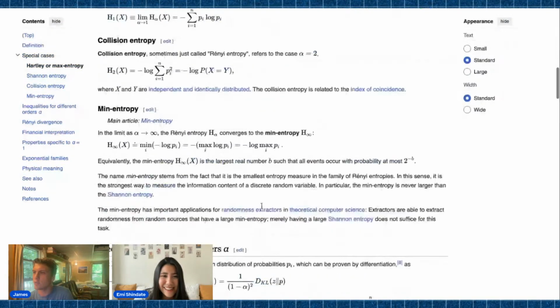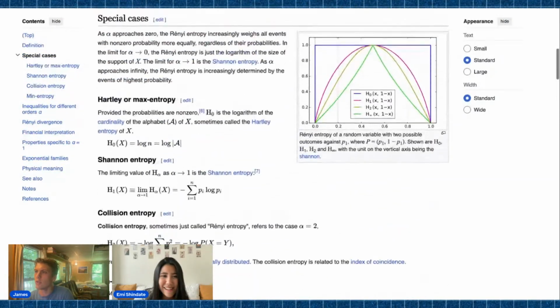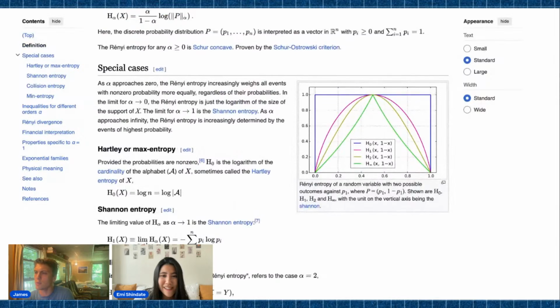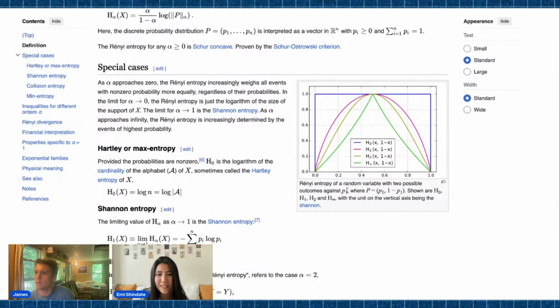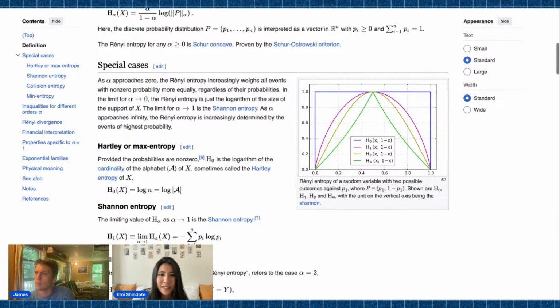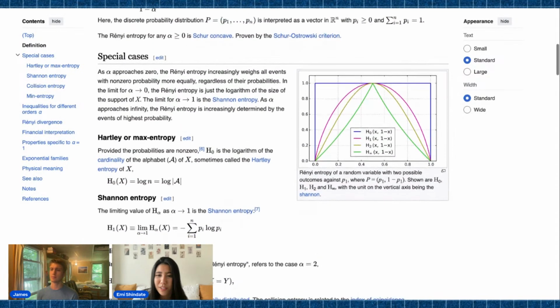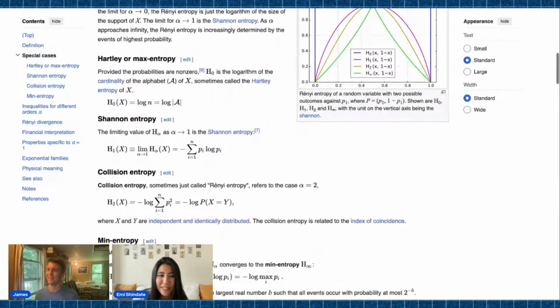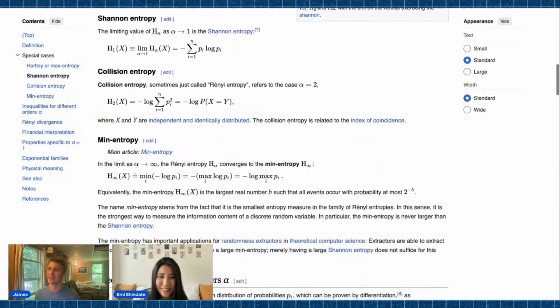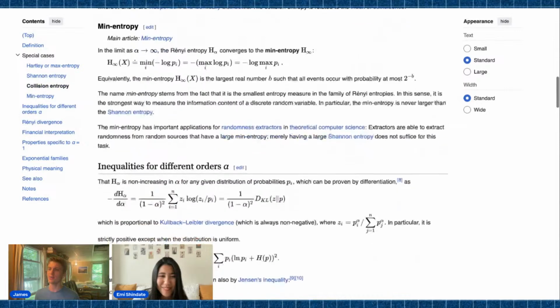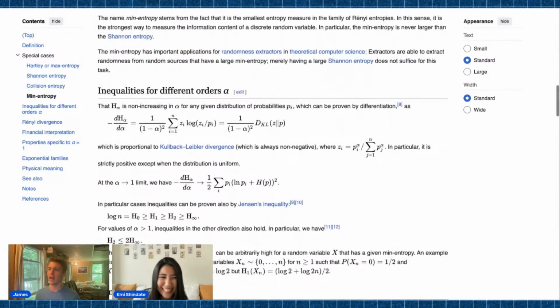Okay, so it's the entropy of a random variable. Oh, I really like that chart with 2 possible outcomes against P1. Shown here are H0, H1, H2. Oh, I see. Okay. This reminds me of quantum mechanics. I mean, it is quantum mechanics, but, gosh, this is bringing back memories. Yeah, I don't know what's happening.